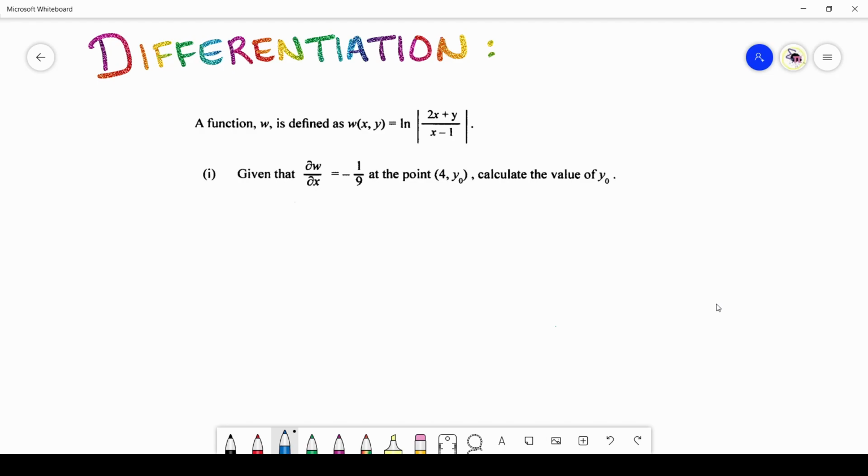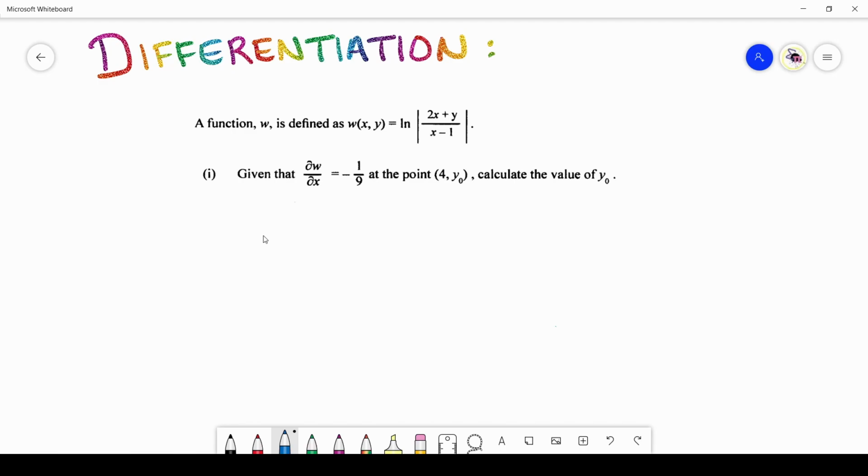Okay, guys, so we are looking at part B to the previous part, but they are actually nowhere related. It's a fresh, unattached part of that question, okay? So they have a function W defined as W. It's in terms of two variables, X and Y. That's what this means here. And it's given by ln of the modulus of 2x plus y all over x minus 1. That modulus sign just signals that you are only considering positive values within those brackets. Well, straight brackets there, right?